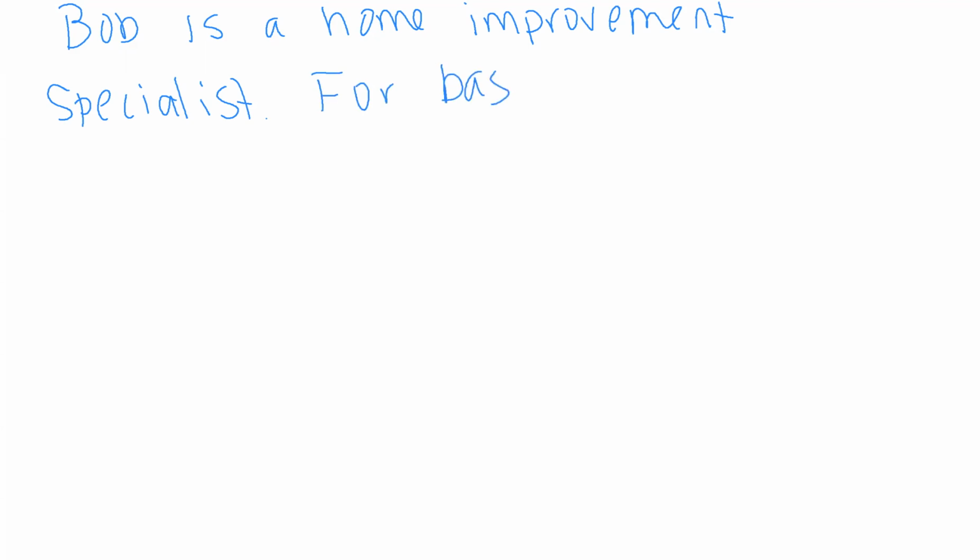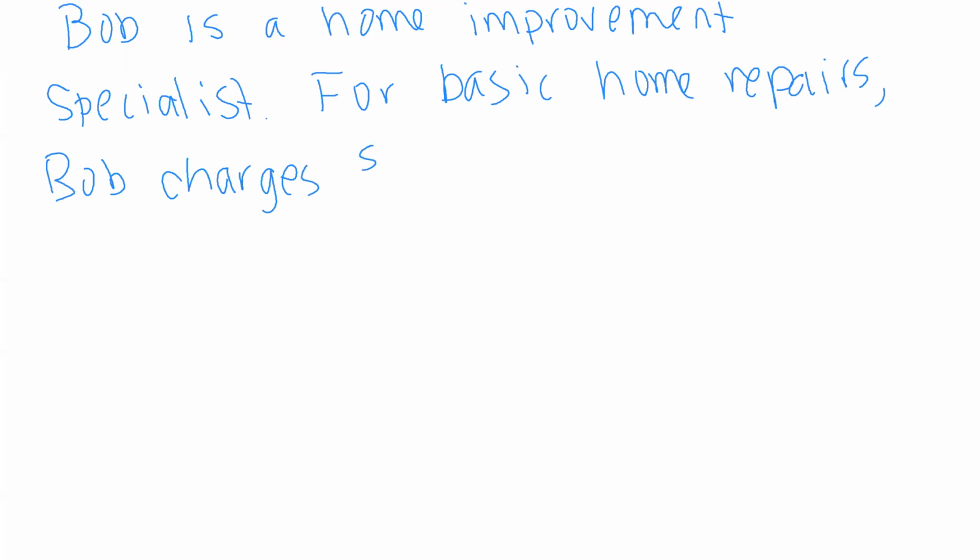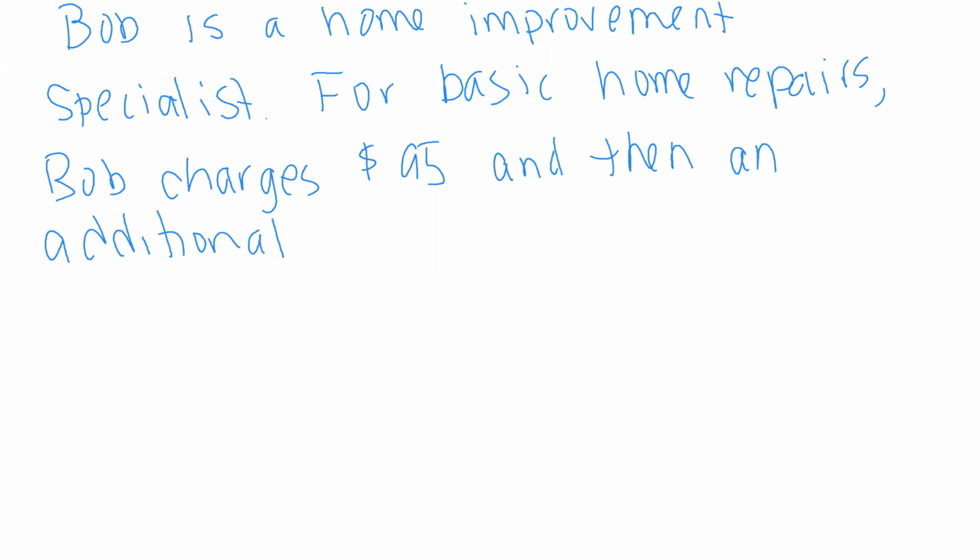For basic home repairs, Bob charges $95 and then an additional $20 per hour of work. Okay, so what we're going to do first before we get into the particulars is let's go ahead and create the formula, and then we'll get the rest of the problem on the next screen.